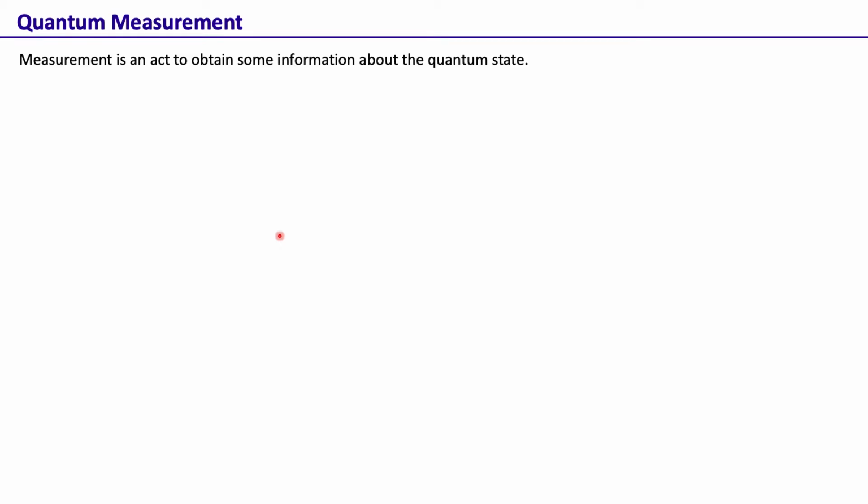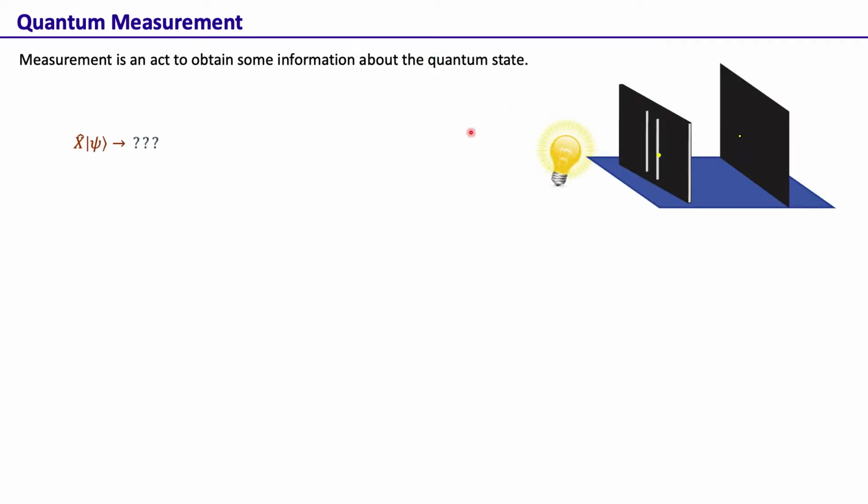So in this lecture we want to study quantum measurement. Now, measurement in quantum mechanics is basically an act to obtain some information about the quantum state. A quantum state is usually a black box, and until we act on it with some operator, we do not obtain any information. So in order to obtain some information, we have to act on the quantum state using some operator.